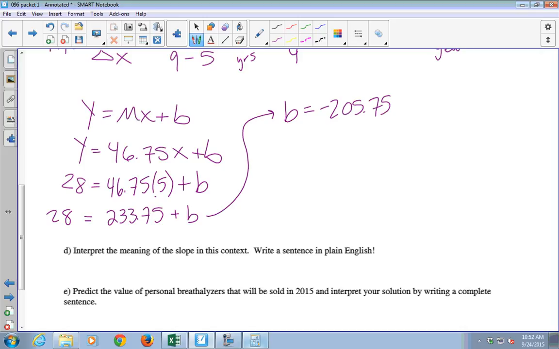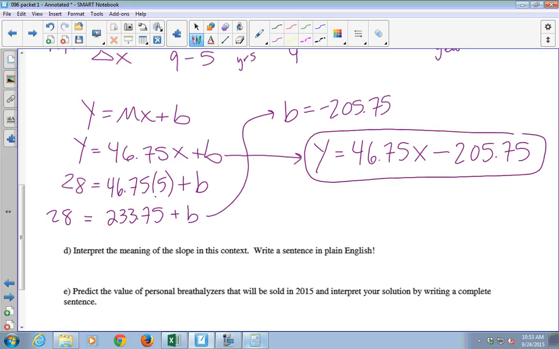So the equation of the line, right? I was halfway done like 6 steps ago. I had the slope. So I go back and I rewrite it. Y equals 46.75x. And then plus b, but now I know b is negative 205.75. So there's the equation of my line.